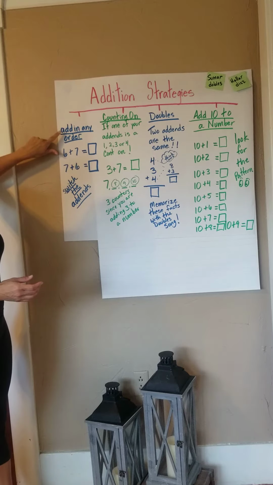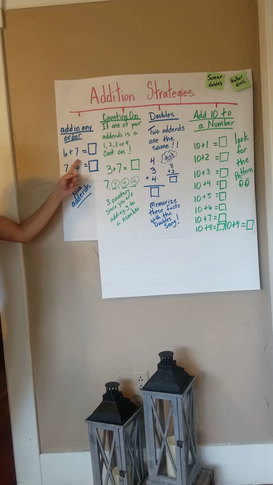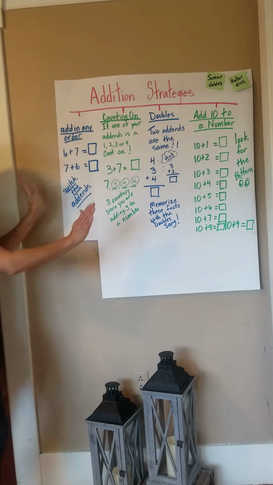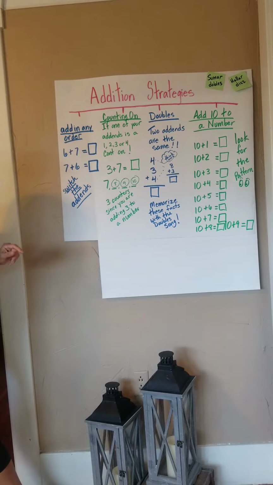The first strategy on our tree map is add in any order. That means if you can add 6 plus 7 and find the sum, you should be able to switch the add-ins for 7 plus 6 to find the sum. So this one is all about switching the add-ins.